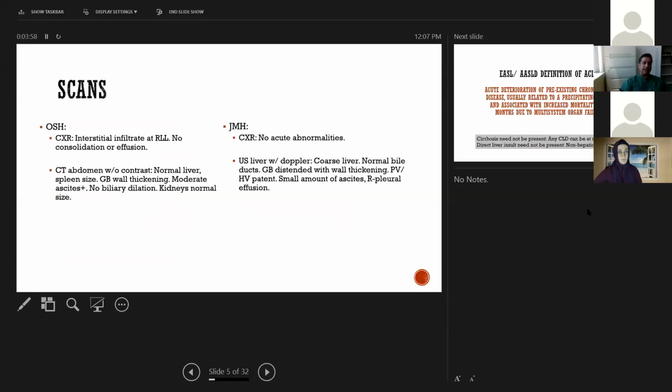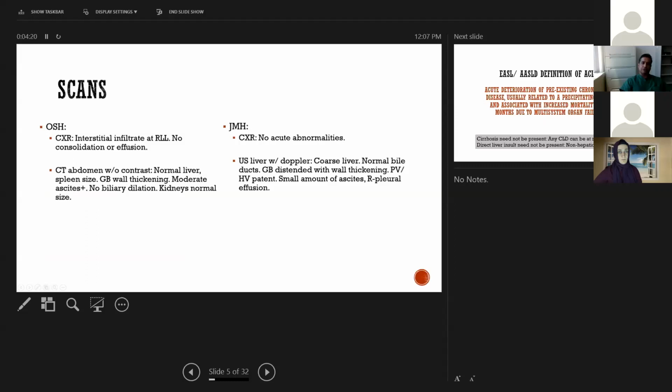The scans from the outside hospital, the chest x-ray showed an interstitial infiltrate at the right lower lobe, but no consolidation or effusion. She did have a CT abdomen without contrast, given the acute kidney injury, which showed that there was moderate ascites, but liver and spleen were normal. There was no biliary dilation, and kidneys were also normal in size.